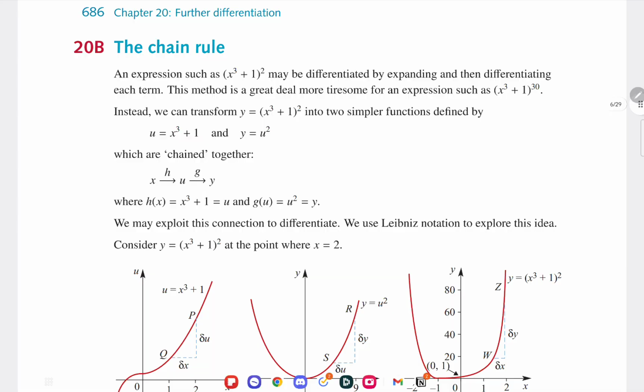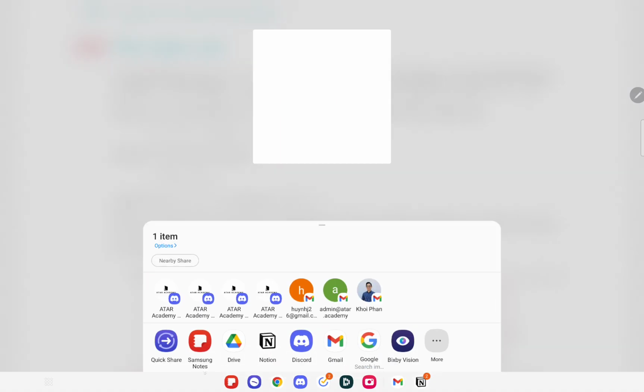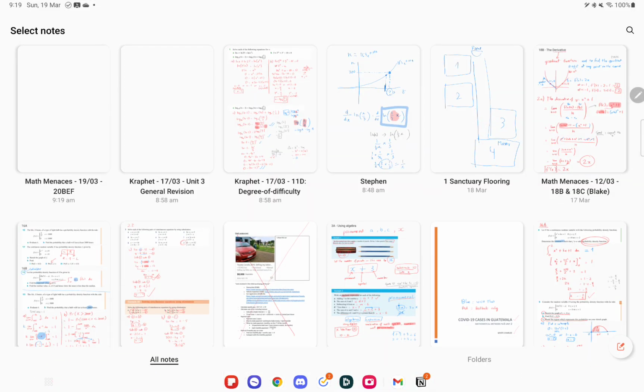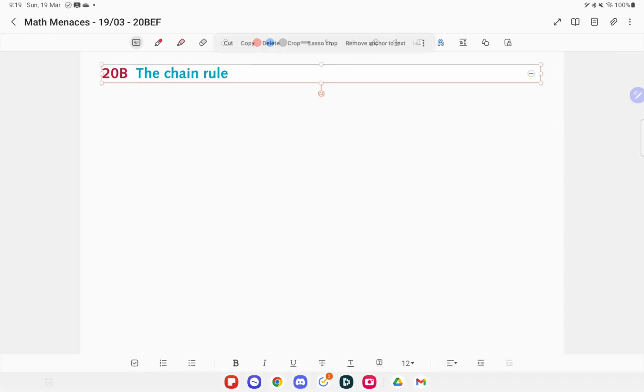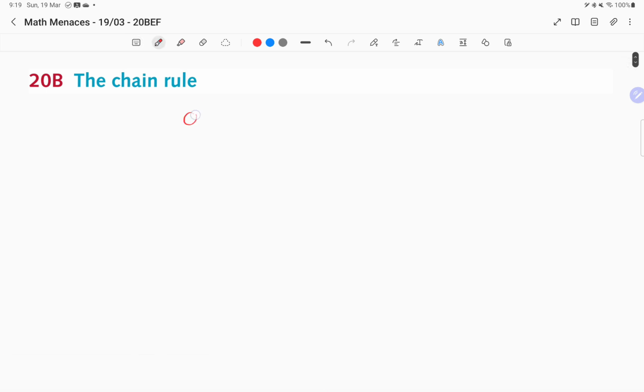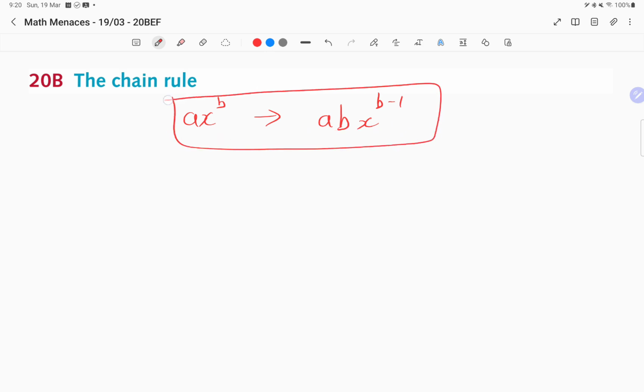Now, the main one that we will do today is this thing called the chain rule. There are three other rules for the derivative. Now that you have learned the basic ones, the basic way to derive a polynomial function of x, remember, a polynomial is in the form ax to the power b. If you derive this one, you just get a times b times x to the power of b minus 1. So you guys learned this basic rule last week from chapter 18C.